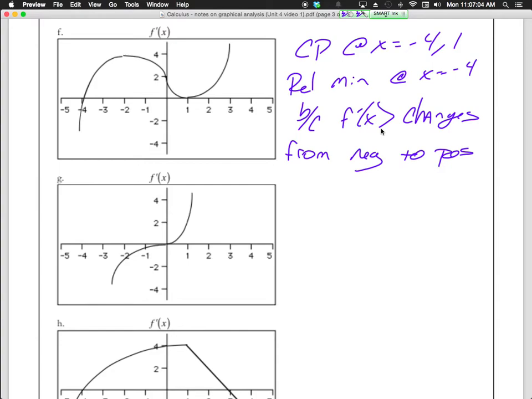Alright, G. There's a critical point at x equals 0. Relative min at x equals 0, because f prime of x changes from negative to positive. Outstanding.